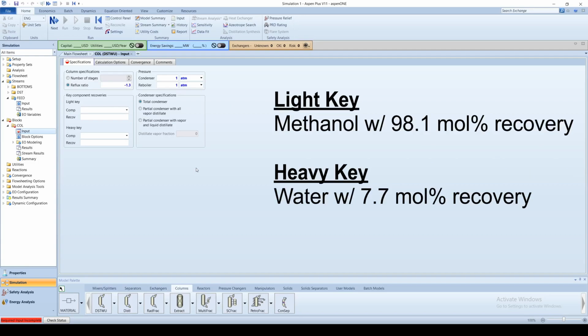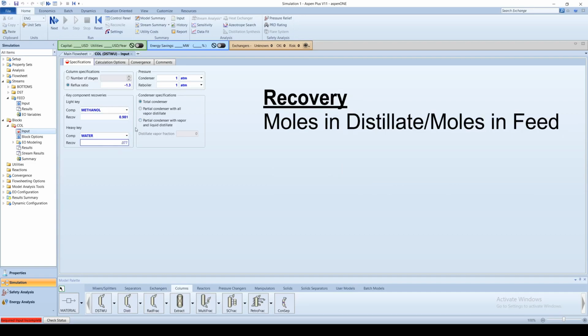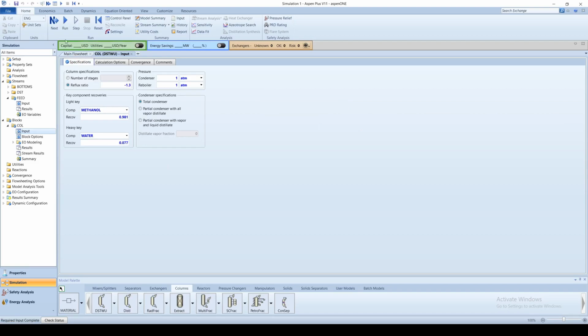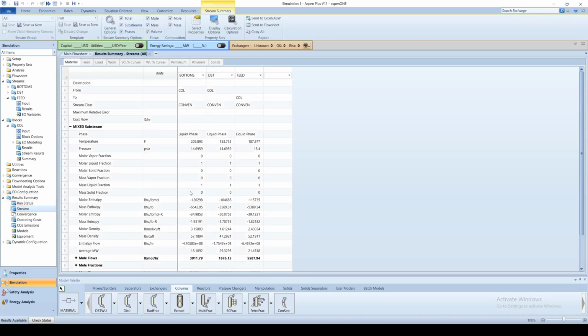Finally, specify the light key is methanol with a recovery of 98.1 mole percent, and the heavy key is water with a recovery of 7.7 mole percent. Recovery represents the molar amount of that component in the distillate compared to the feed. Run the simulation. Once it converges, click on the stream summary to view the results. We can see that the DSTWU model was accurately able to model the desired separation.